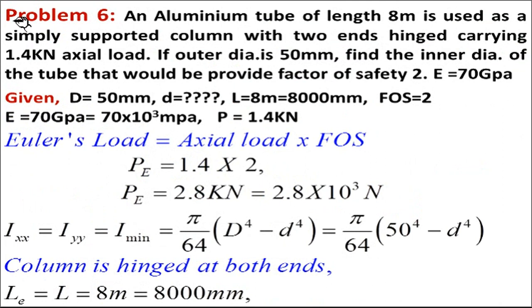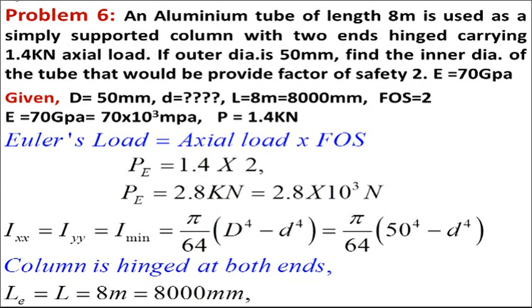Now see this last problem. An aluminium tube of length 8 meter is used as a simply supported column with two ends hinged. Two ends hinged means what? Both the ends hinged, carrying 1.4 kilonewton axial load. If the outer diameter is 50 mm, find the inner diameter of the tube that would provide factor of safety 2, E equal to 70 GPa.